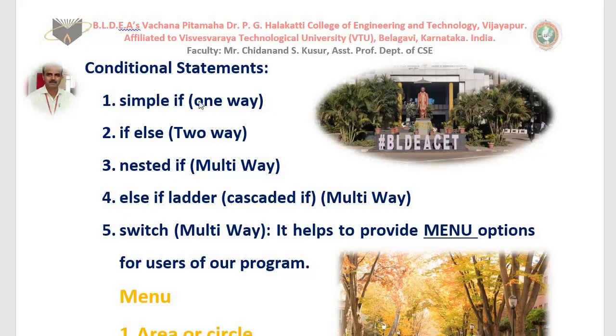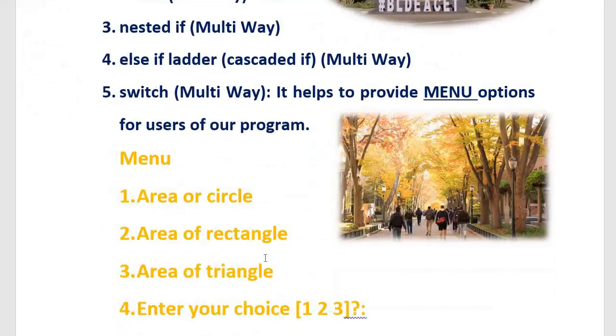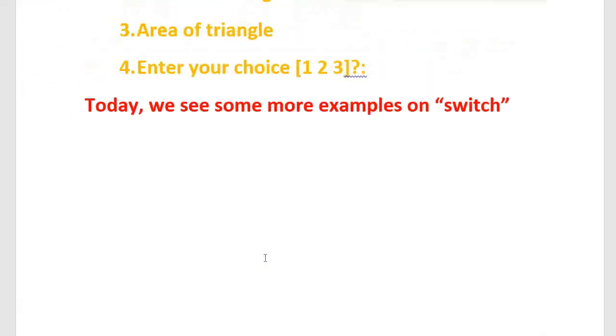Simple if was a one-way decision making statement, if else was two-way, nested if was multi-way, else if ladder was multi-way, and switch was also multi-way. To select one of the two, we don't have any choice. As I taught you in my last class, switch helps us to provide menu options for users of our program. For example, whenever we run a program, we get this message on the screen.